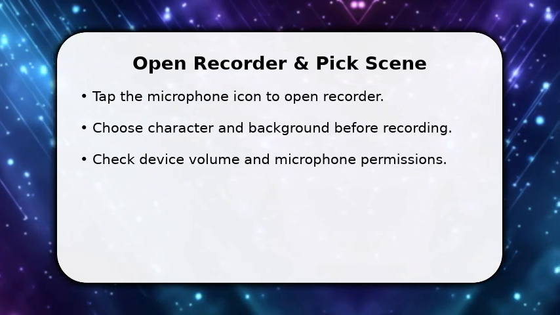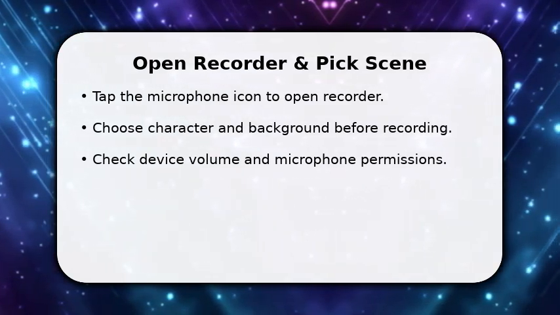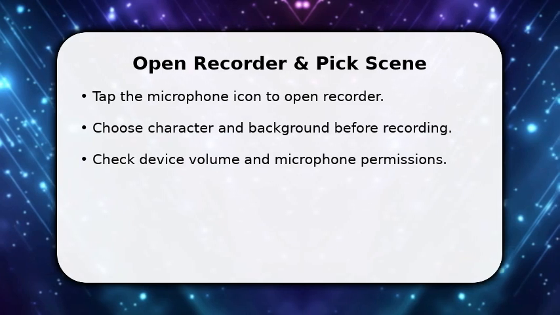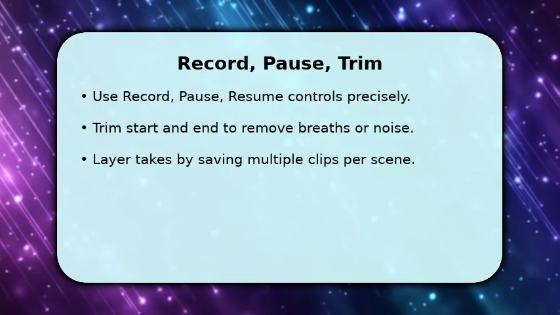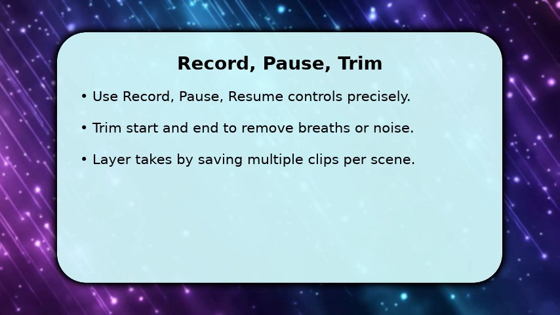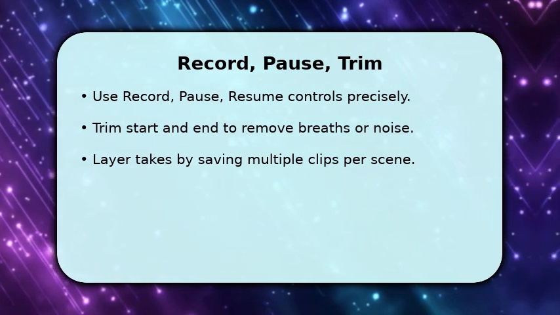Then press the red record button when you're ready to speak. Speak clearly and keep lines short for easier edits later. Now that you've started, use the record control to perform your lines, tap pause to take a breath or reposition the character, and resume when ready.